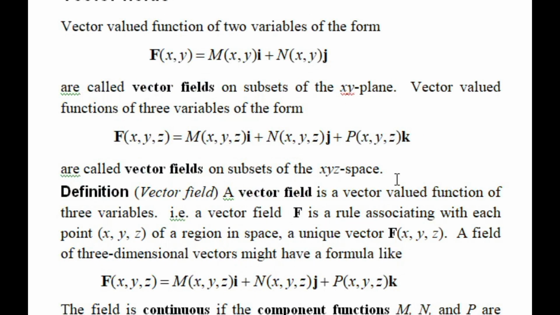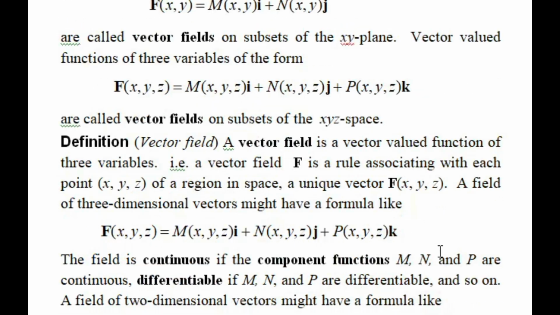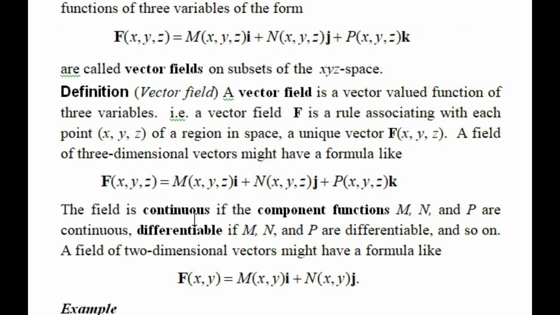Now we give a precise definition of the vector field. A vector field is a vector valued function of three variables. That is, a vector field f is a rule associating with each point triple xyz of a region in space, and corresponding to each triple xyz in the domain, we get a unique vector f of xyz, and it has the form as mentioned above. The vector field is continuous if the component functions m, n and p are continuous.